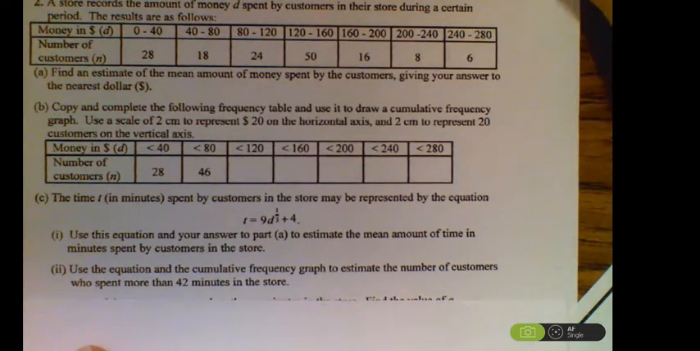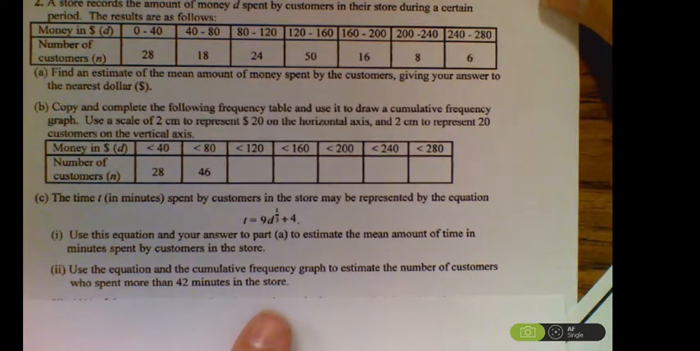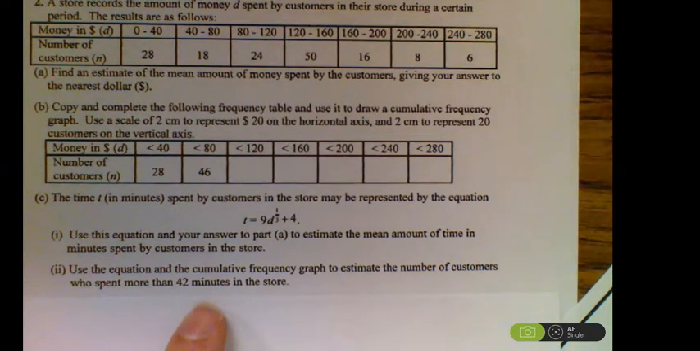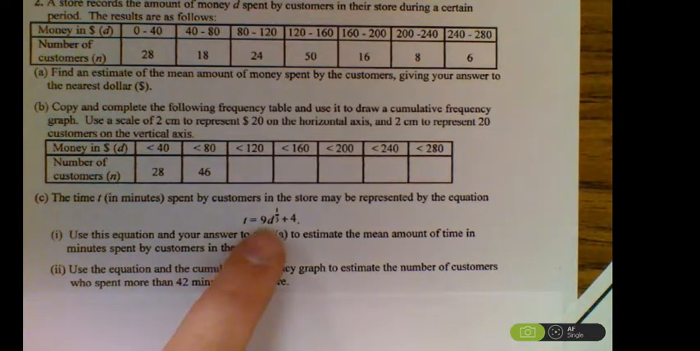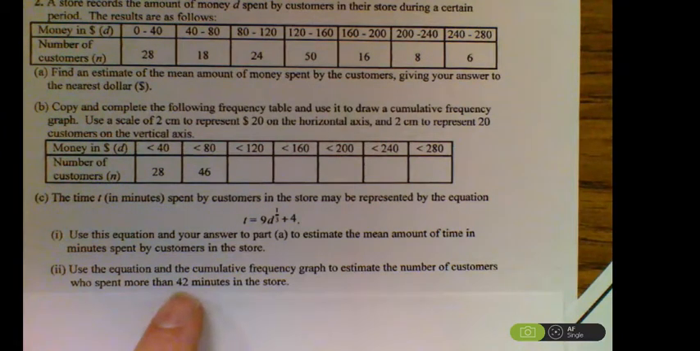Now we're using the equation and the graph. So now we have to go to the graph for some of this, to estimate the number of customers who spent more than 42 minutes in the store. For this part, before we can get to the graph, we have to find the dollar amount from the graph that we need to look at.